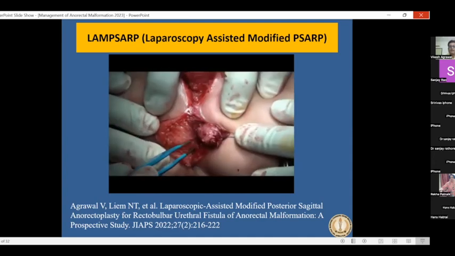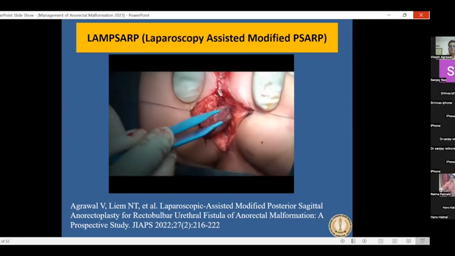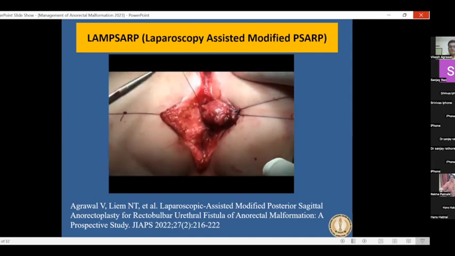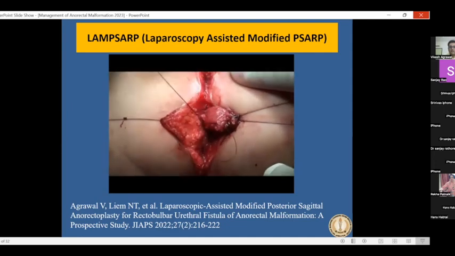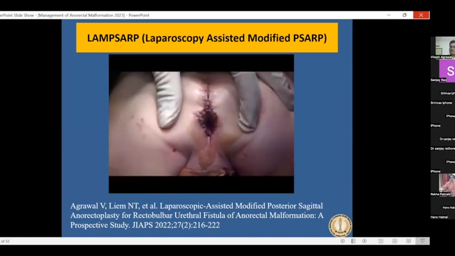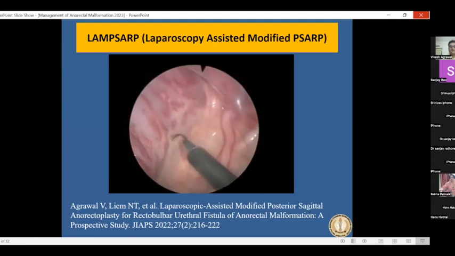And as you can see, there is an encircling sphincter, which is not divided like in complete PSARP. So this modification we published in our own Journal of Indian Association of Pediatric Surgeons. And this provides another advantage, a cosmetic advantage, because nowadays we have stopped taking a skin incision also at that level.